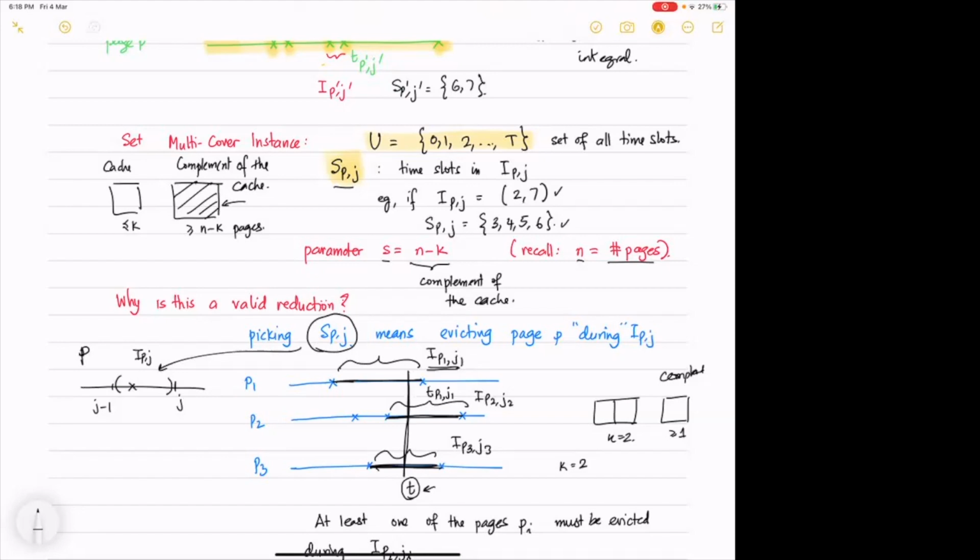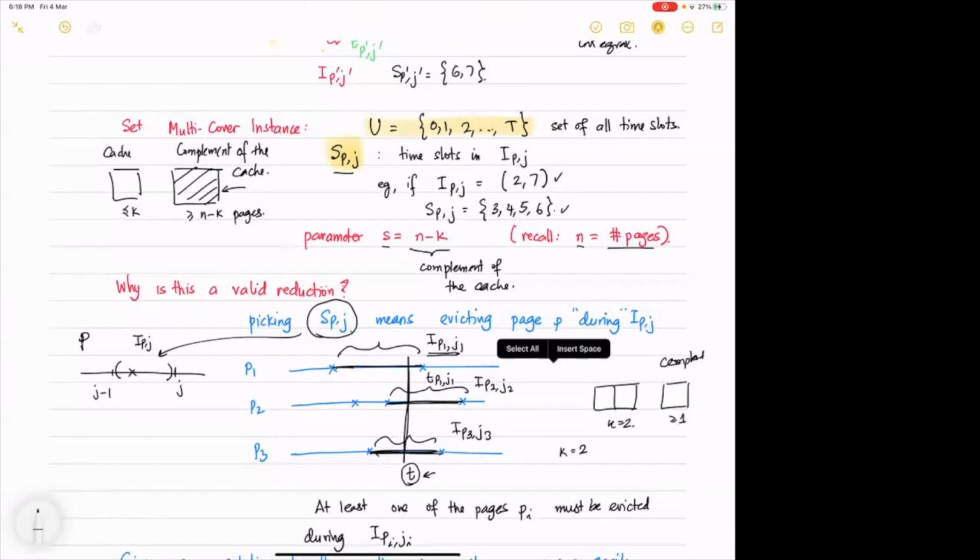Now let's think of any time t, and just look at which intervals contain this time t. For example, in this picture, I_{p1,j1} contains t, I_{p2,j2} contains t, I_{p3,j3} contains t. Now, out of these 3 pages, at least one page must be outside the cache, because there are 3 pages and the cache can only hold 2 pages. So one of these 3 pages must be out. Let's say p1 is out.